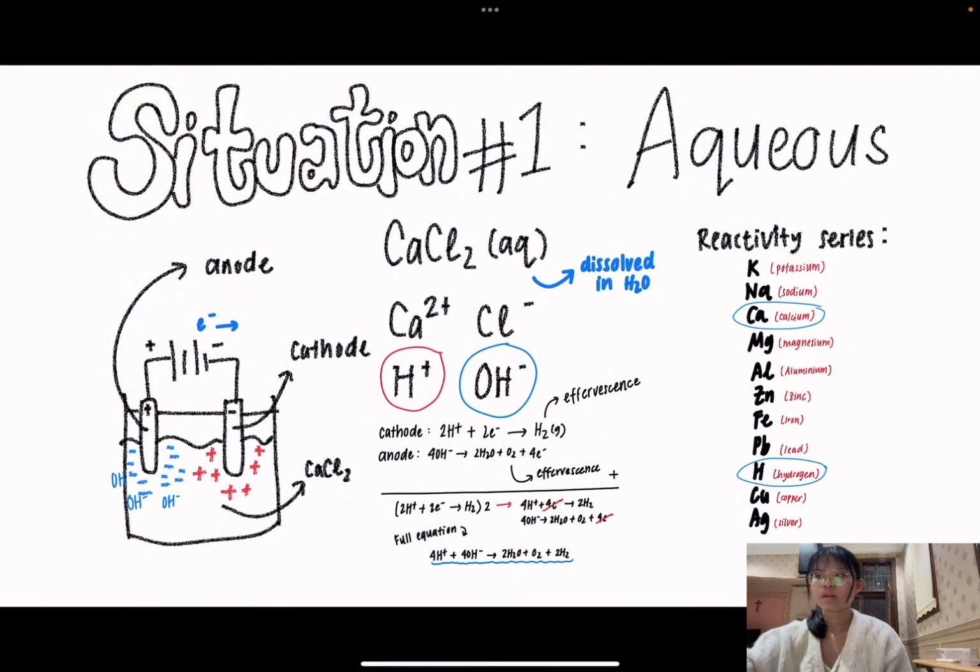So as you can see, at the anode, the ones that will be attracted would be the hydroxide ions, and at the cathode, the ones that will be attracted would be the H+ ions, or the hydrogen ions.